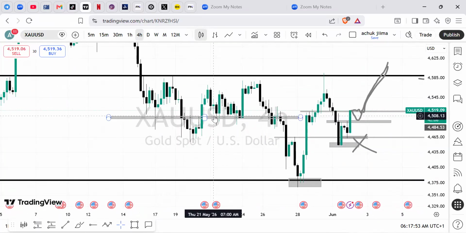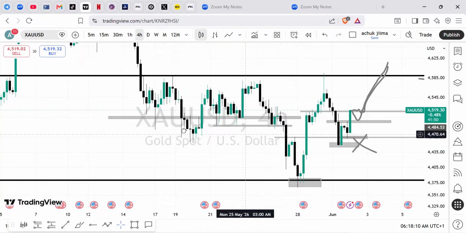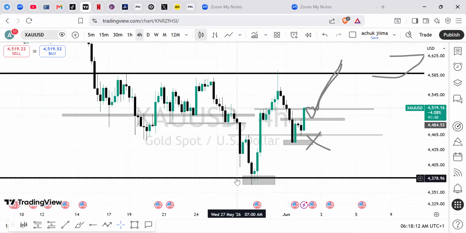So this is 445, around here. All right, so around there. That is where we actually had our entry after this low was broken. We had our entry here, and then we were able to capture all of this to the downside.